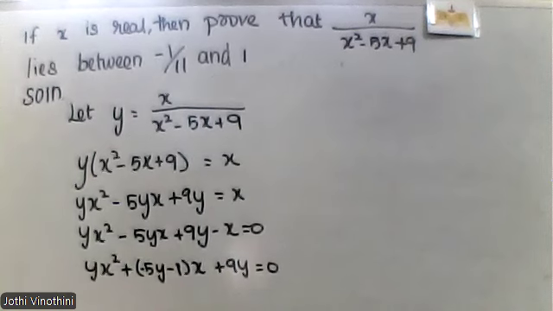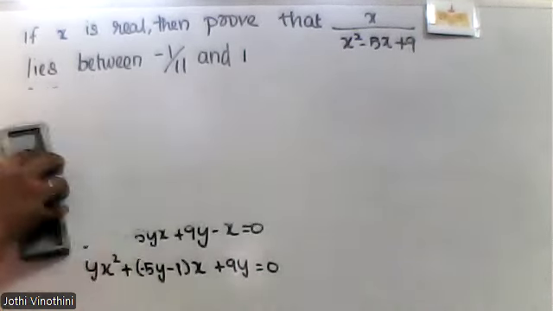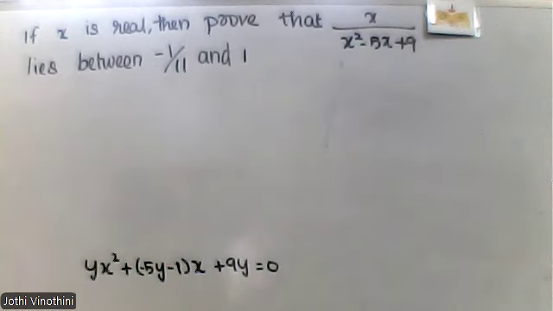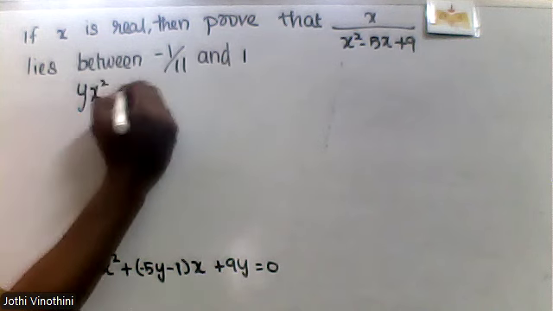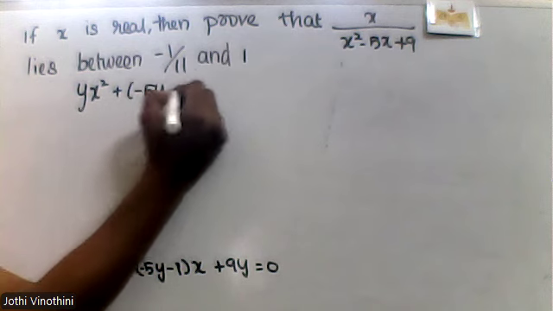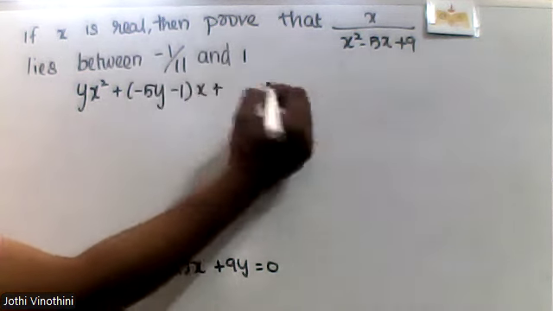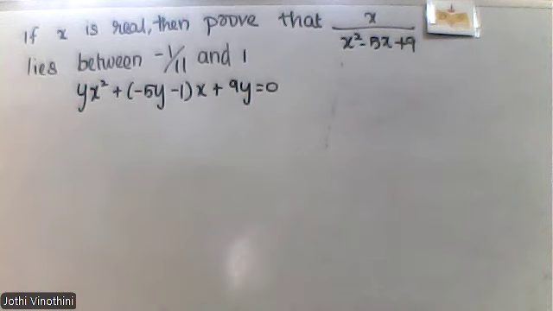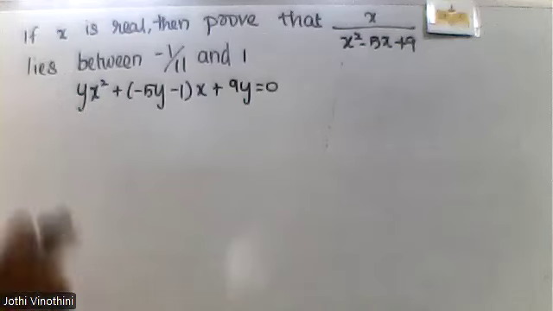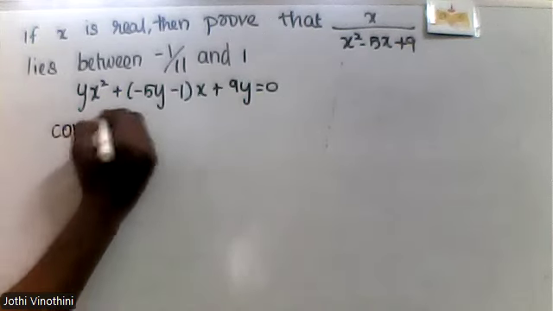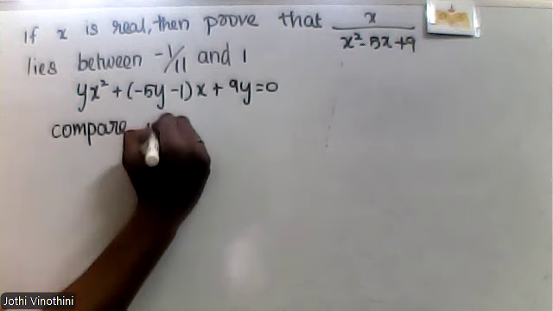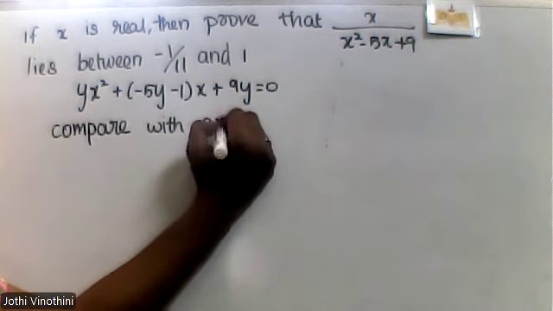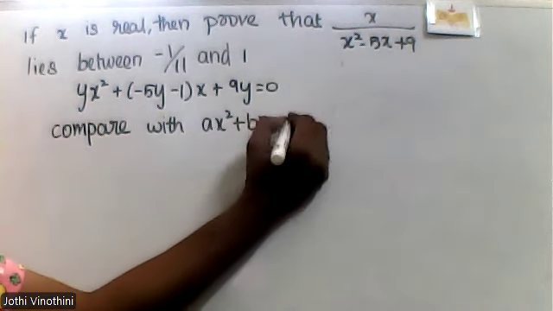I hope you all copied this. So what we find is yx squared plus (minus 5y minus 1) multiplied by x plus 9y equals 0. We find up to this. Now we are going to compare this equation with the standard equation ax squared plus bx plus c equals 0.